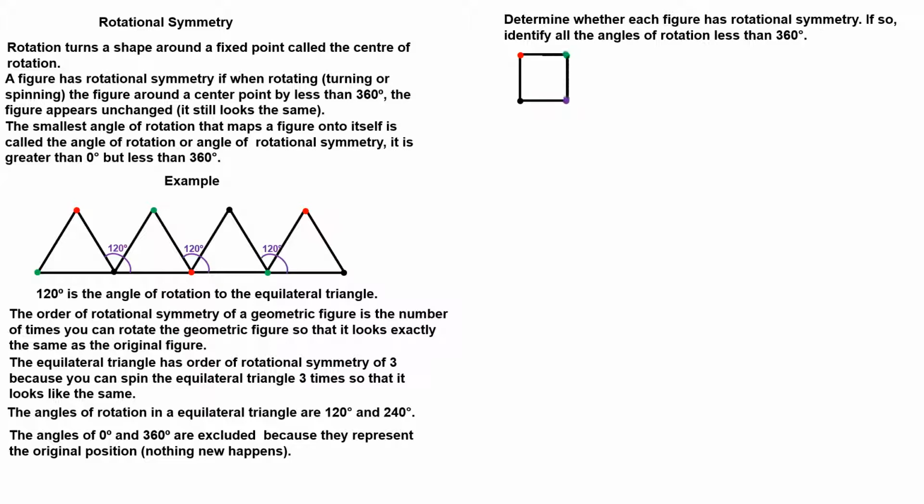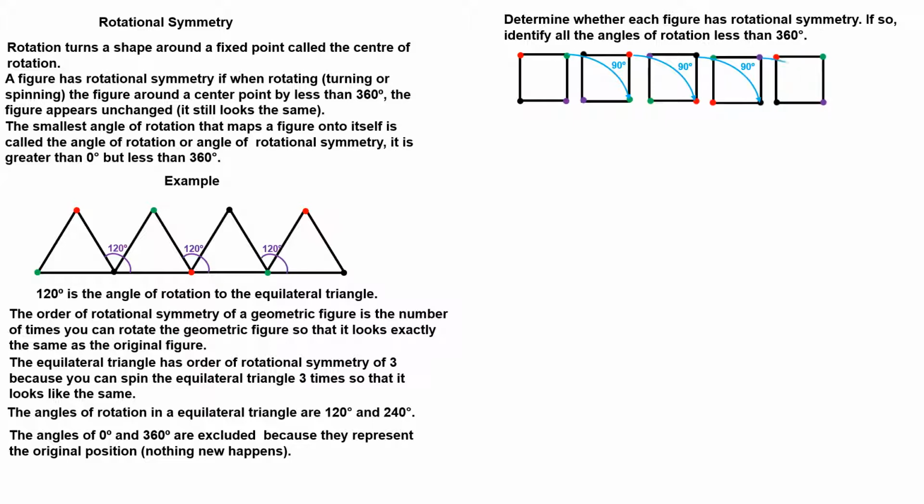Let's check how many times a square fits onto itself during a full rotation of 360 degrees. The order of rotational symmetry for any square would be 4, because it took 4 rotations to get back to the original position.